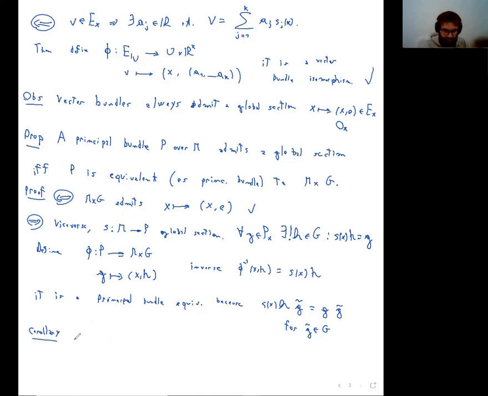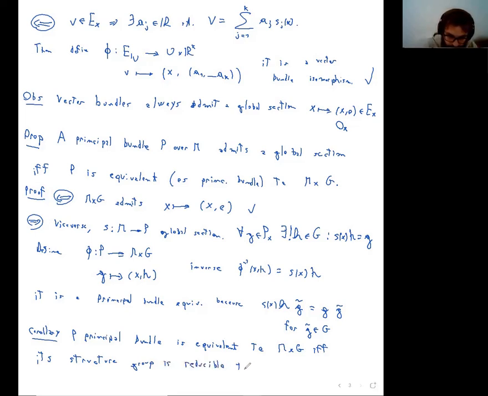So in particular, we have that a principal bundle P is equivalent as principal bundles to the trivial one if and only if its structure group is reducible to E.